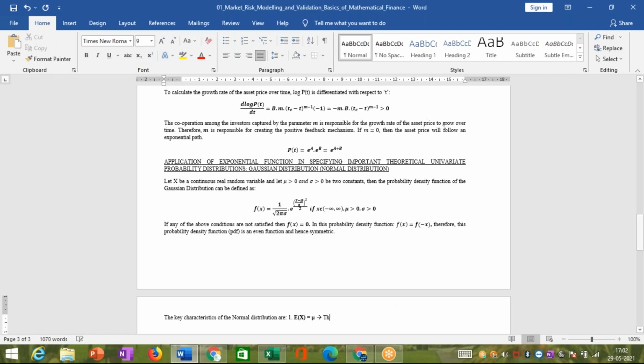So it says that a symmetric distribution has a constant mean.